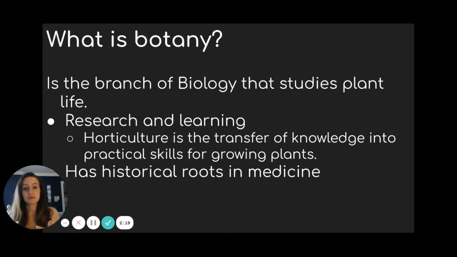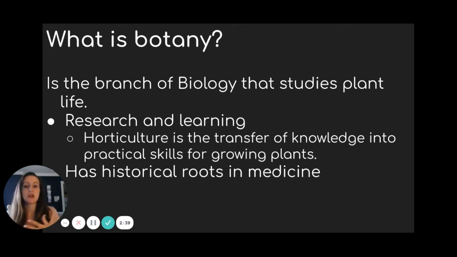So it is specifically focused on plant life, but it's one of those things that got started a very, very long time ago with people trying to identify which plants are edible, so which ones they can eat, which ones are poisonous, which ones are good for medicines. So it has historical roots in medicine.